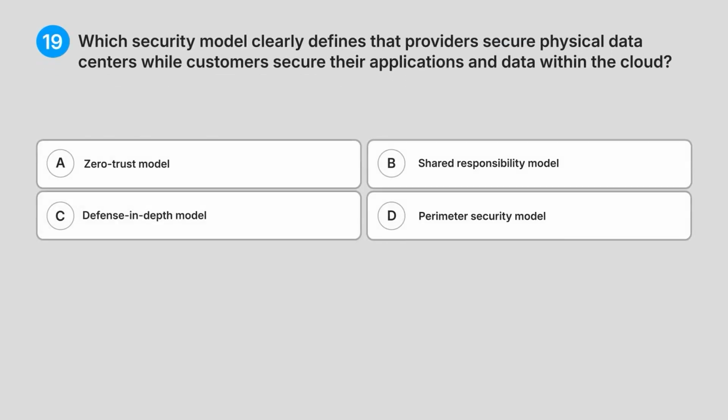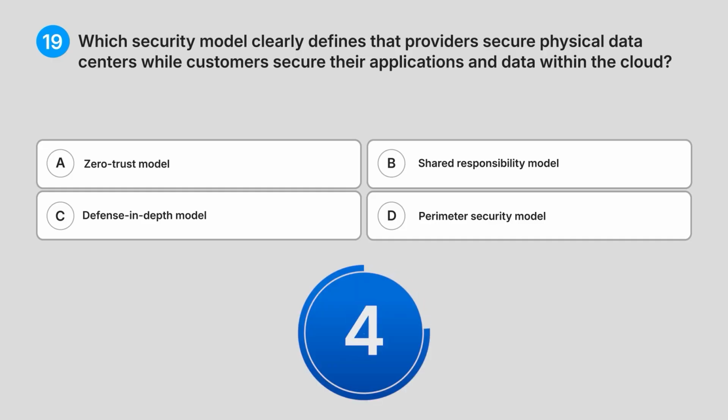19. Which security model clearly defines that providers secure physical data centers while customers secure their applications and data within the cloud? A. Zero trust model. B. Shared responsibility model. C. Defense in depth model. D. Perimeter security model. Can you guess the answer?